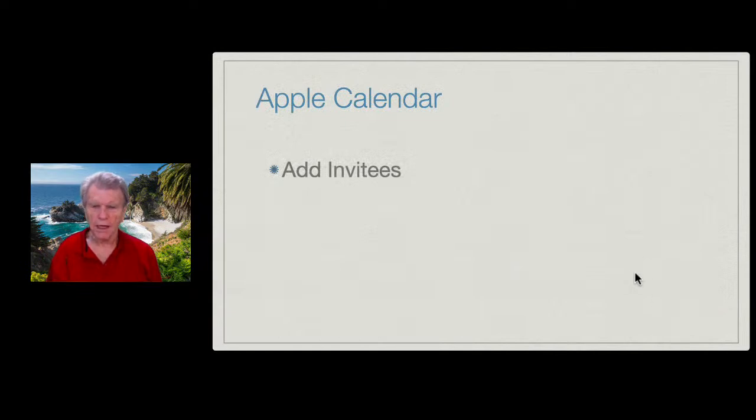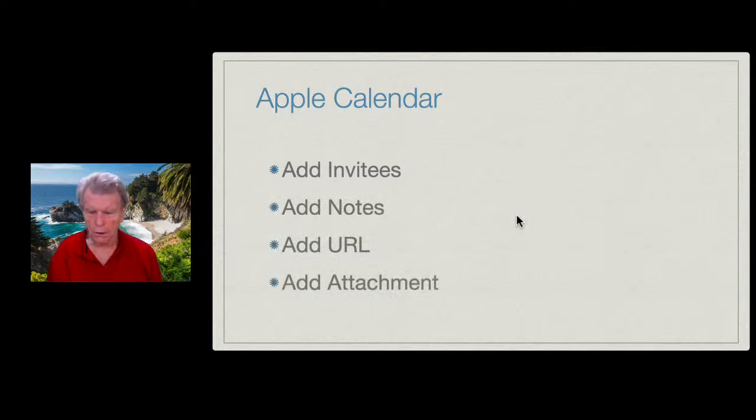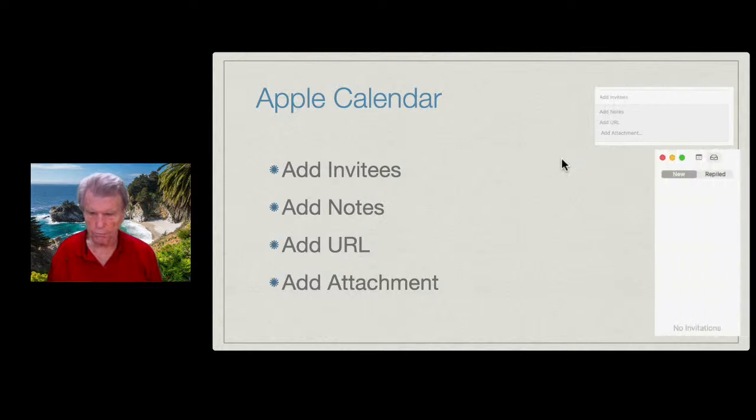You can also invite somebody to the event. You can add notes, you can add a URL, you can add an attachment, and if you want to stay, we'll talk about that in a second. So here's what it looks like in the calendar. You add invitees, notes, URL, or attachment.